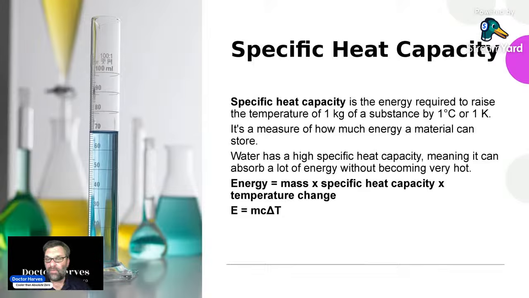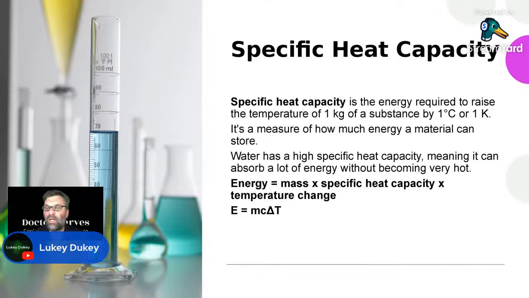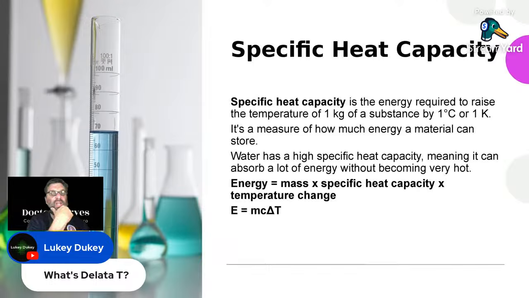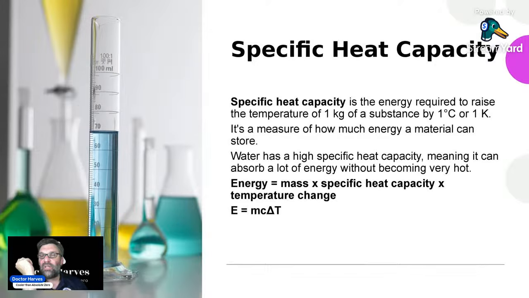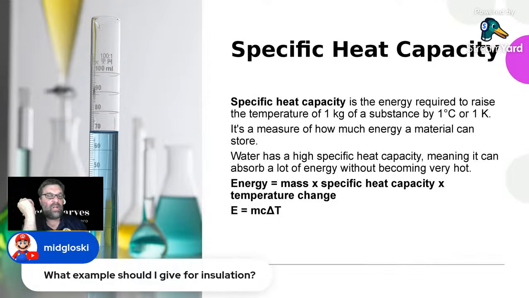Okay, so the questions, I've got one from Lukey and one from Midglosky as well. Let's look at Lukey's first. What is delta T? Delta is change and T is temperature, so it's the change in temperature. In an exam question, it might say the piece of metal increased from 20 degrees Celsius to 30 degrees Celsius. Therefore, the delta T is going to be 30 minus 20, or 10 degrees Celsius. Okay, that's delta T.